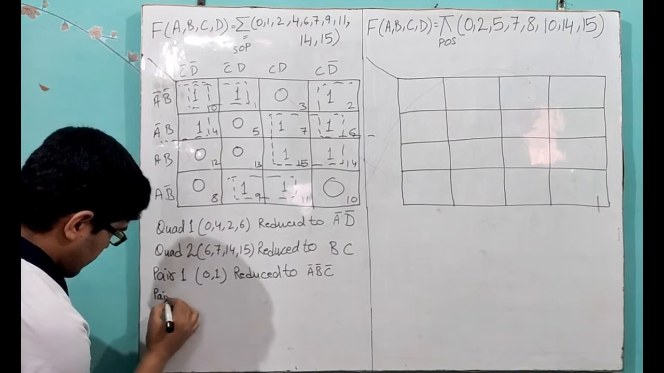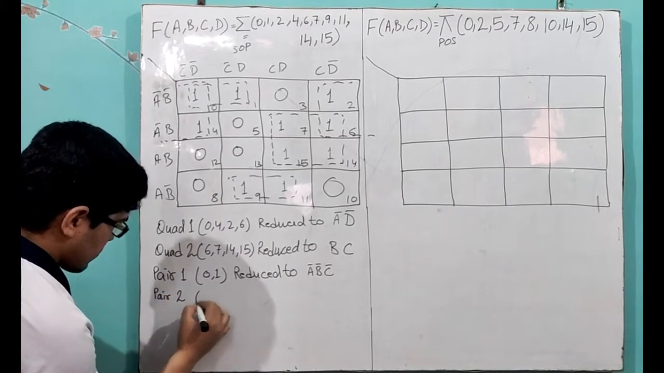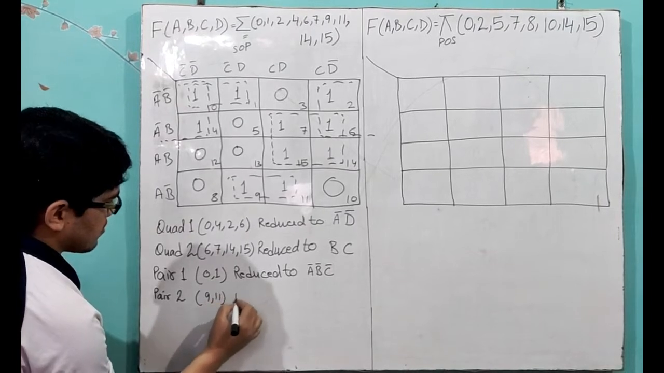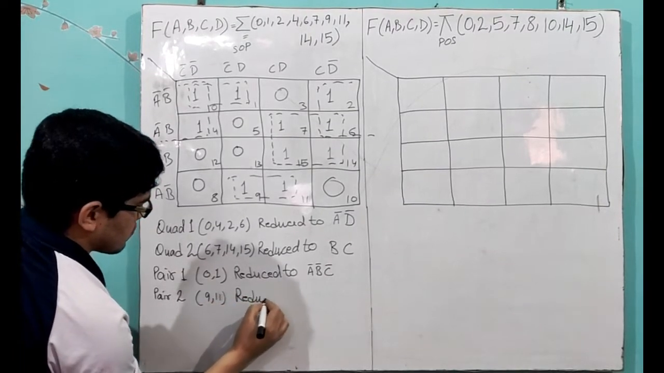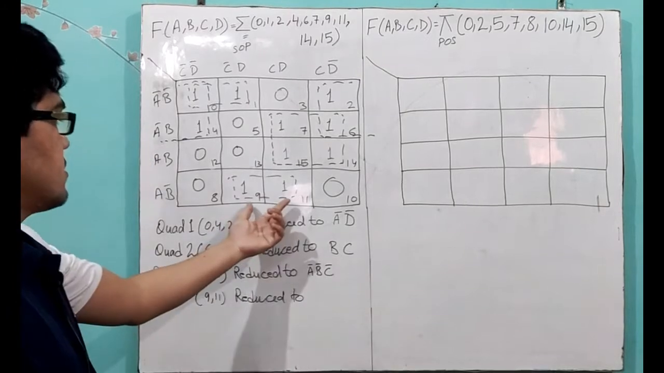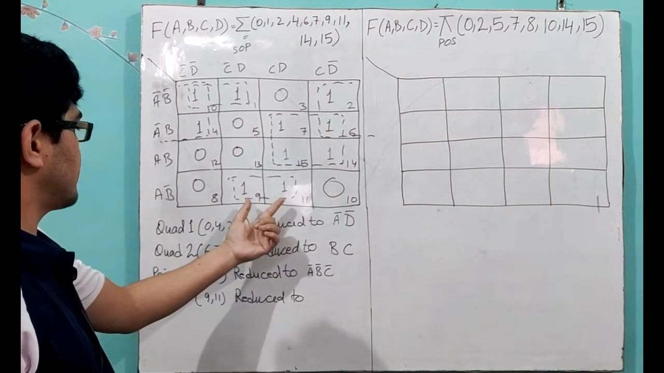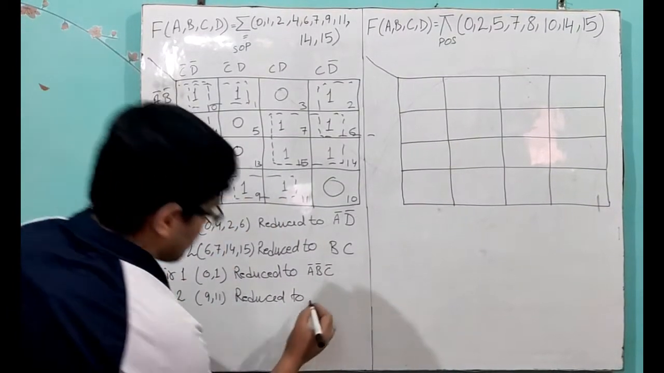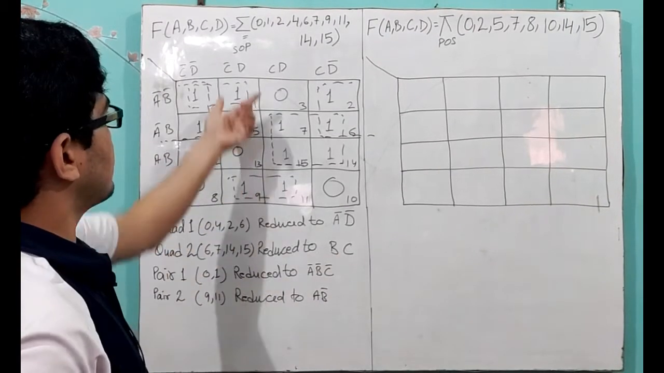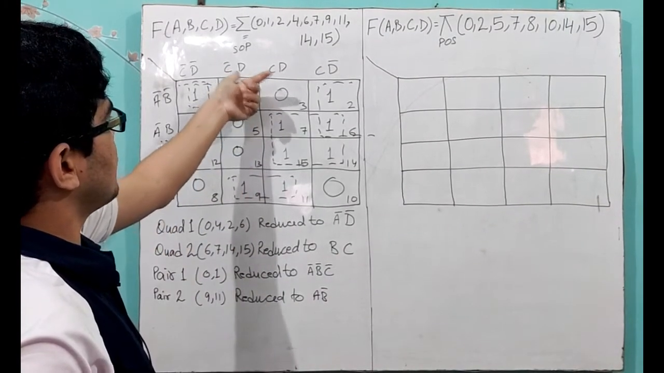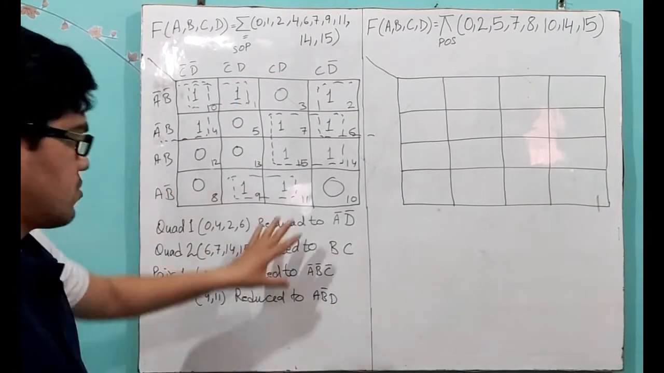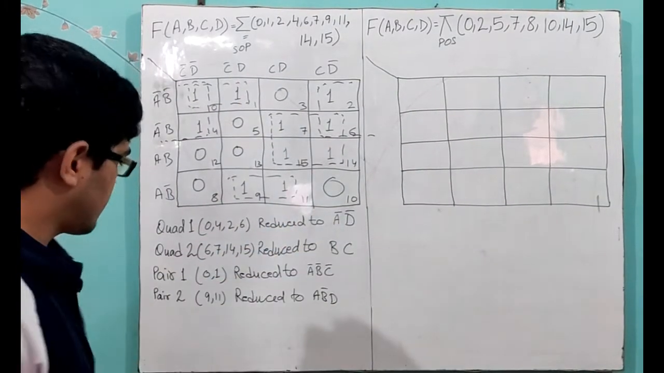Pair 2 is 9 and 11. Reduced to, in this pair, which elements are not changing? A, B bar and C bar, D, C, D. So D is not changing. So this is the solution.